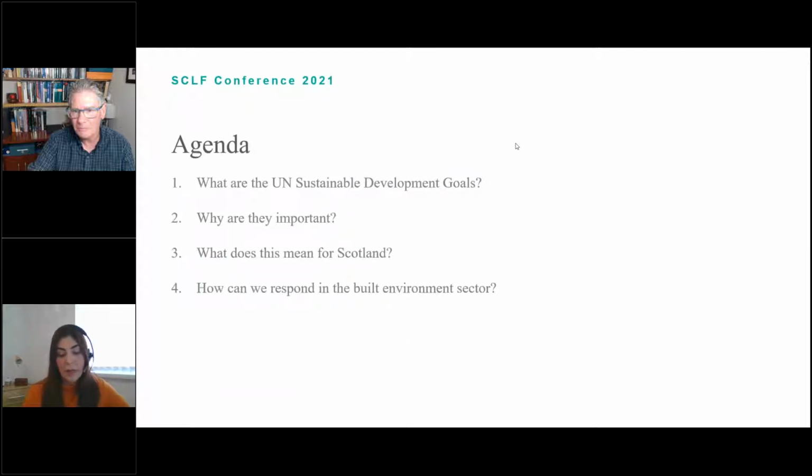So the agenda will be having a quick snapshot look into 4 key questions during this short presentation. So 1, what are the UN Sustainable Development Goals? Why are they important? What does this mean for Scotland? And how can we respond in the built environment sector?